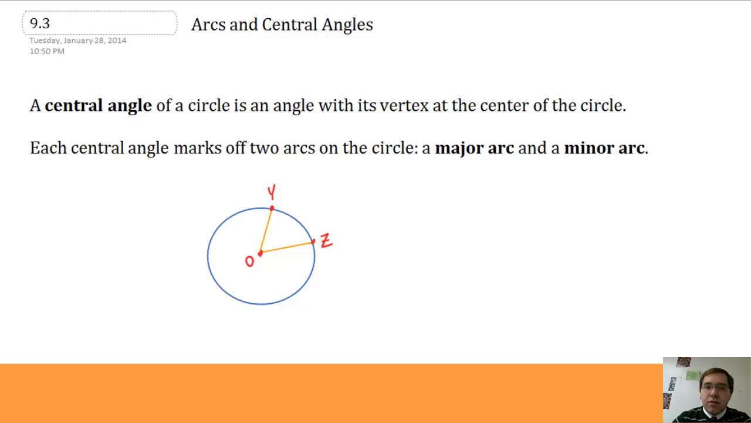This is section 9.3, arcs and central angles. We begin with the definition. A central angle of a circle is an angle with its vertex at the center of the circle.